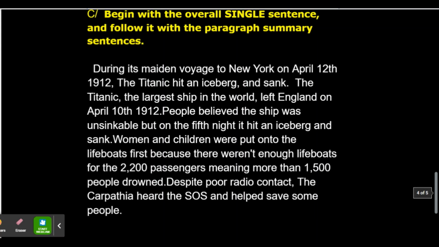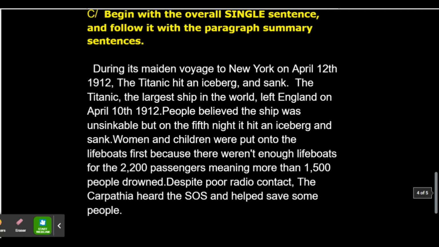So we're going to finish by reading that paragraph. During its maiden voyage to New York on April the 12th, 1912, the Titanic hit an iceberg and sank. The Titanic, the largest ship in the world, left England on April the 10th, 1912. People believed the ship was unsinkable, but on the fifth night it hit an iceberg and sank. Women and children were put into the lifeboats first because there weren't enough lifeboats for the 2,200 passengers, meaning more than 1,500 people drowned. Despite poor radio contact, the Carpathia heard the SOS and helped save some people.